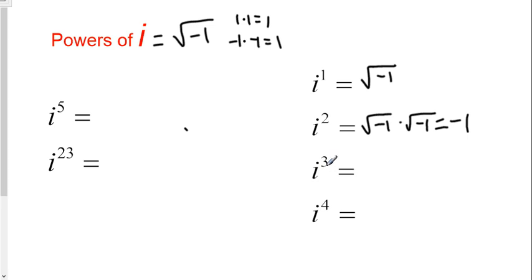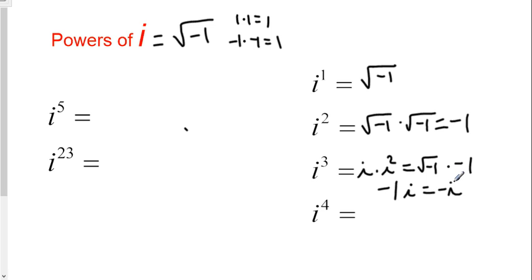Let's do this again. I to the third. Well, I to the third is I times I squared. I is the square root of negative 1. And as we just did a minute ago, I squared is negative 1. So I have the square root of negative 1 times negative 1, which is negative 1 times the square root of negative 1, which is I. And if I really want to make this simple, it's negative I.